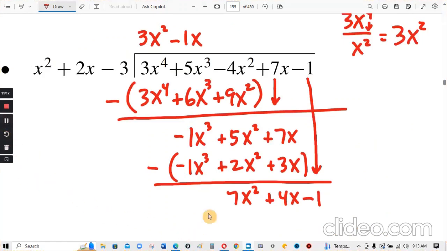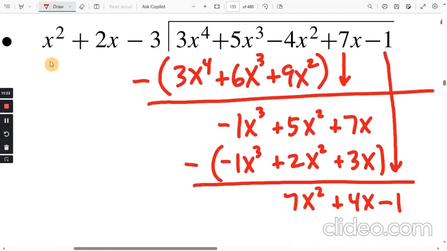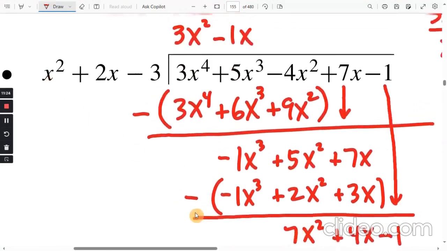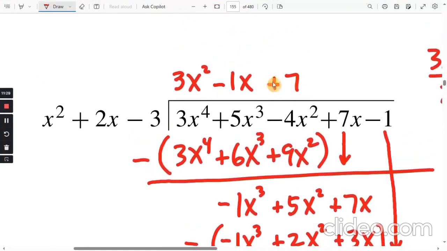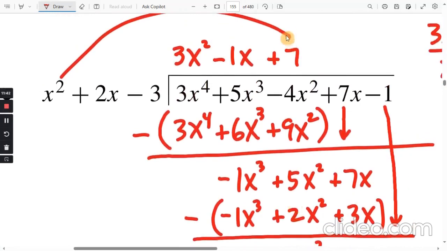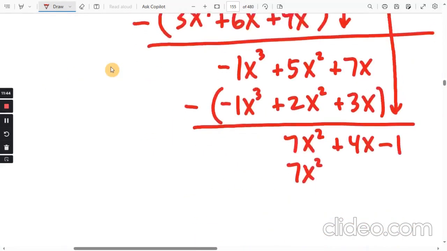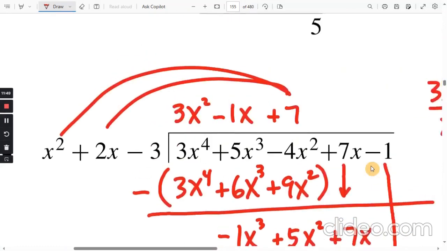Last one. We have 7x squared divided by x squared. That's going to be positive 7. And distributing, 7 times x squared is 7x squared. Notice every time I get these terms to match. That's the idea. 7 times positive 2x is 14x. And 7 times negative 3 is negative 21.